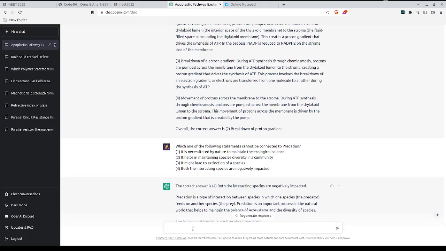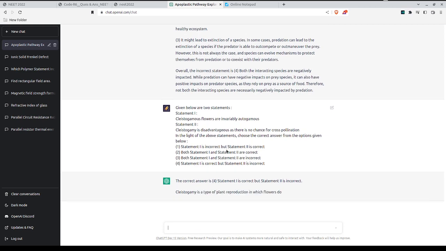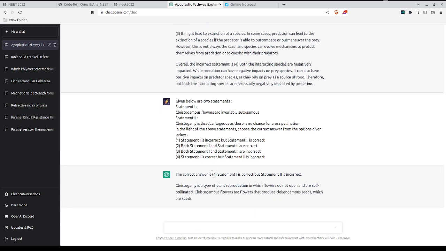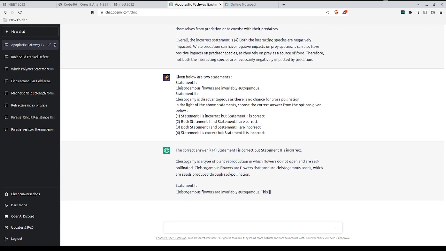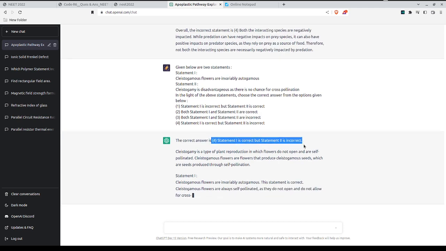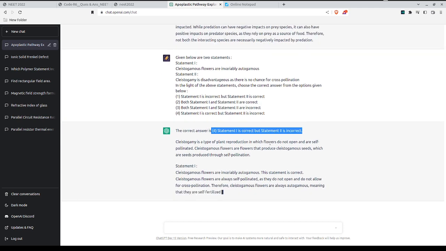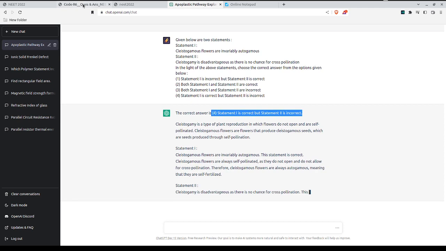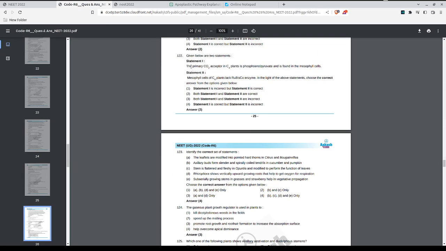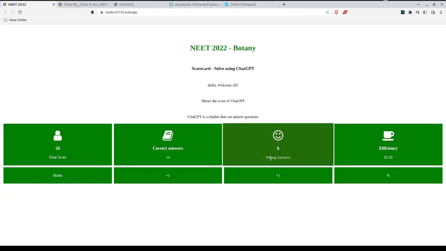Given below are two statements. Statement I. Cleistogamous flowers are invariably autogamous. Statement 2. Cleistogamy is disadvantageous as there is no chance for cross-pollination. In the light of the above statements, choose the correct answer from the options given below. 1. Statement I is incorrect, but Statement 2 is correct. 2. Both Statement I and Statement 2 are correct. 3. Both Statement I and Statement 2 are incorrect. 4. Statement I is correct, but Statement 2 is incorrect.